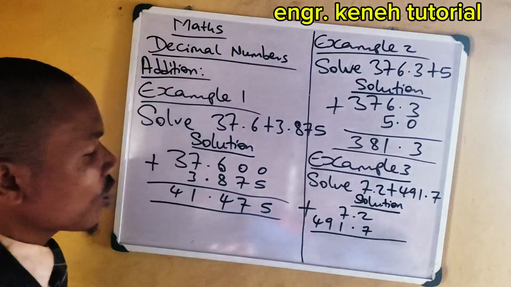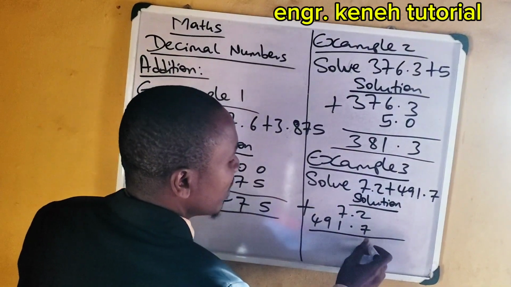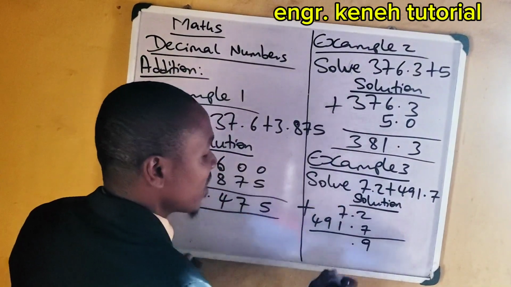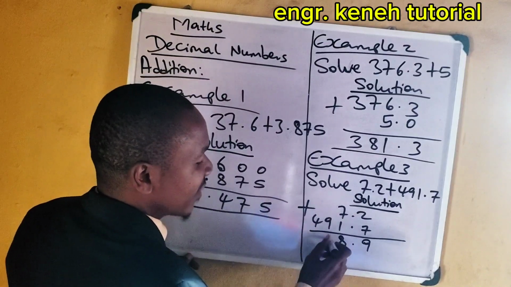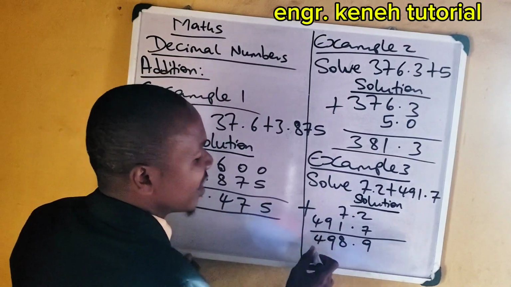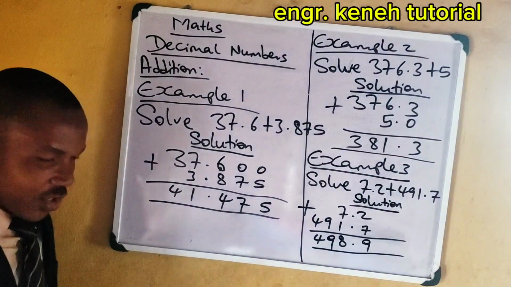All right. So I'll add 7 plus 2. It will give me 9. I have my decimal point. 7 plus 1 will give me 8. Then there's nothing here, so I'll bring down 9. And I'll bring down this. Can you see it? So that is how this can be solved.